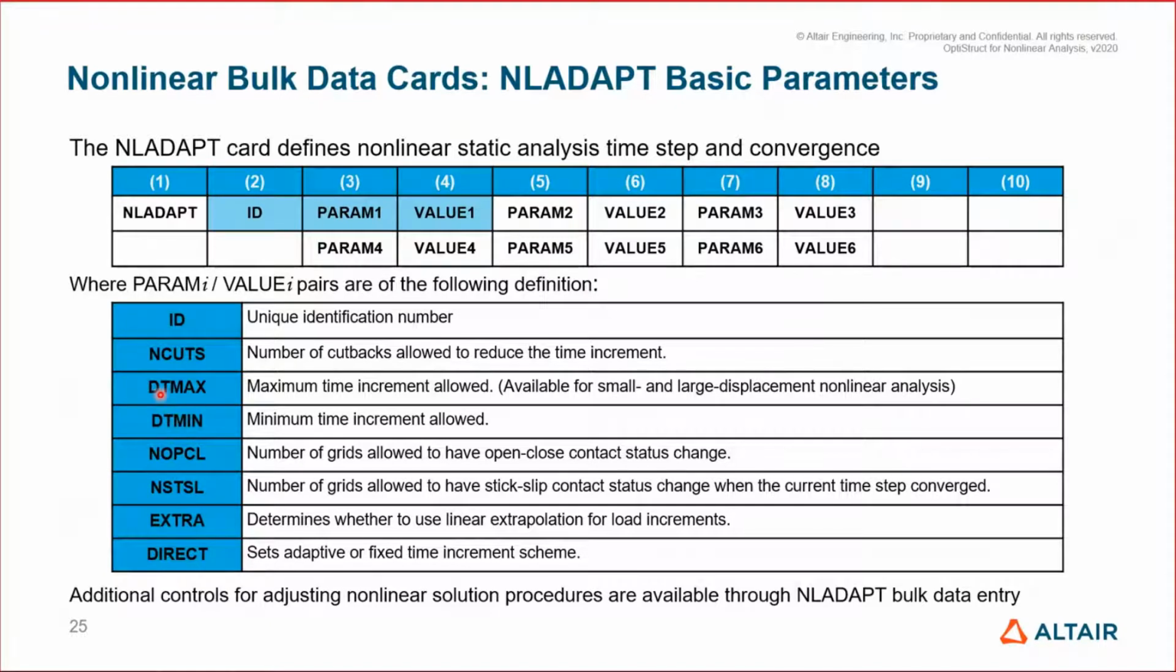So that's the purpose of DT min. DT max is also the same, but it's mainly to control the maximum time increment, so you don't have too large a step set, because that will also affect the convergence.